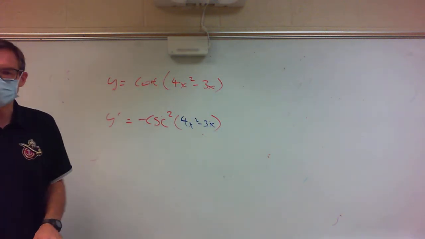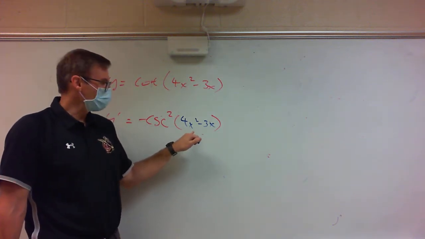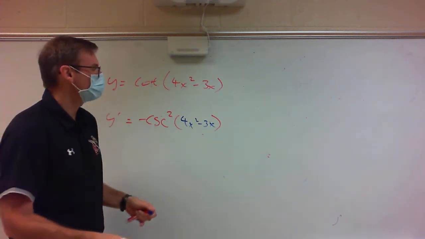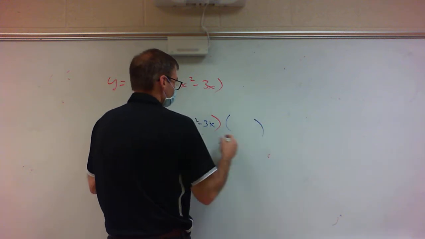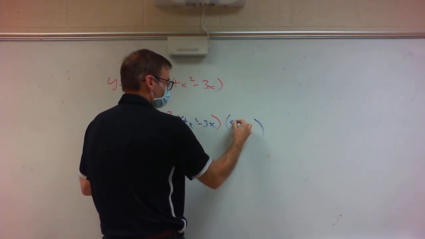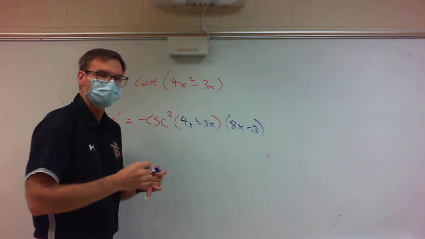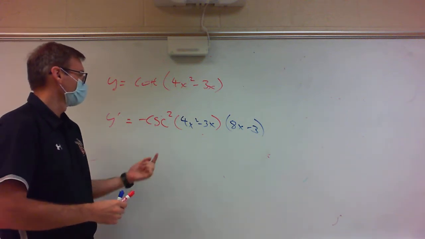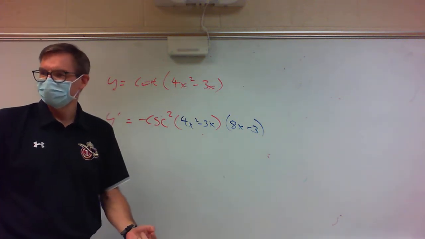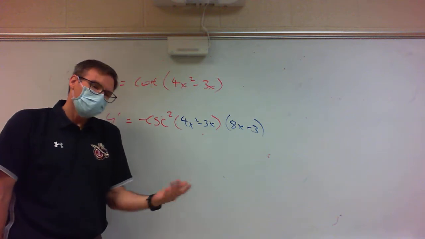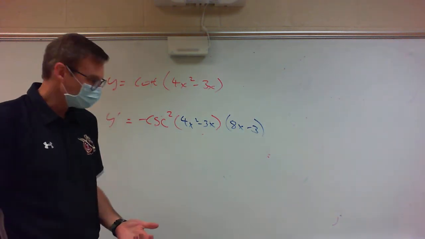But I said the word stuff, and anytime I say the word stuff, that means I've got to do chain rule. And so that's going to be 8x minus 3. And so here's my answer, just kind of what was happening with sine and cosine.